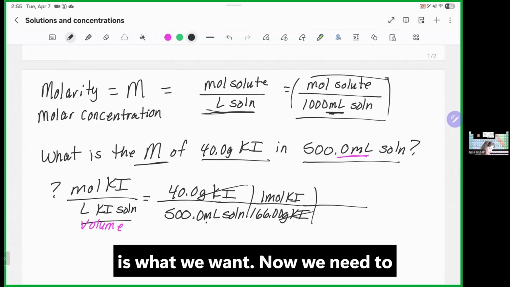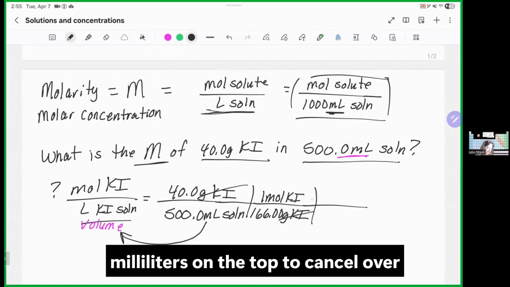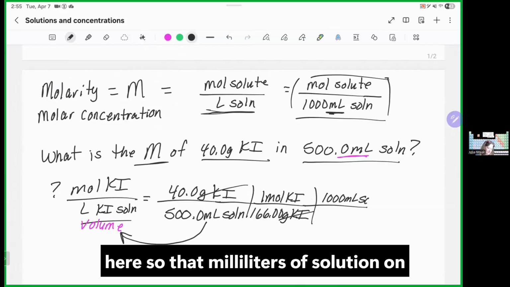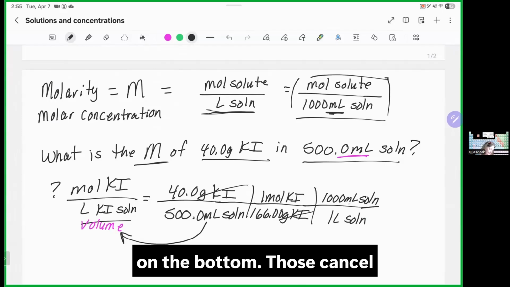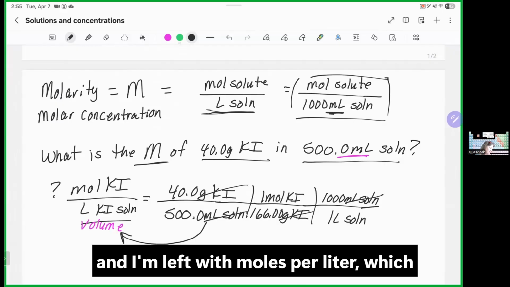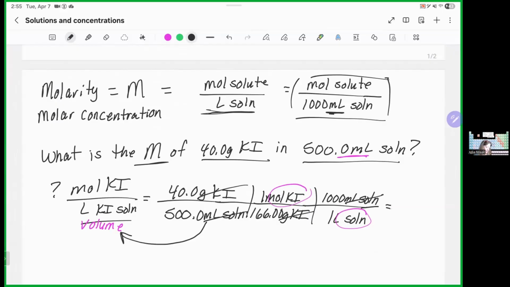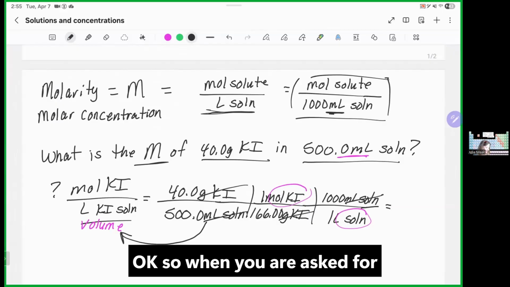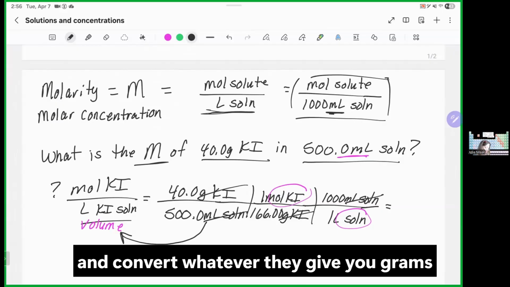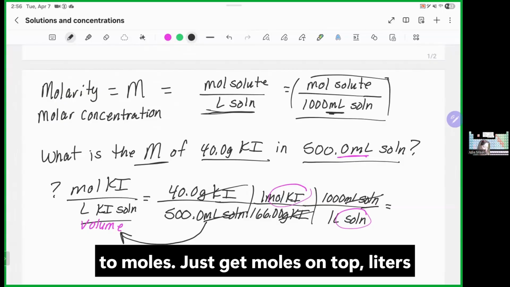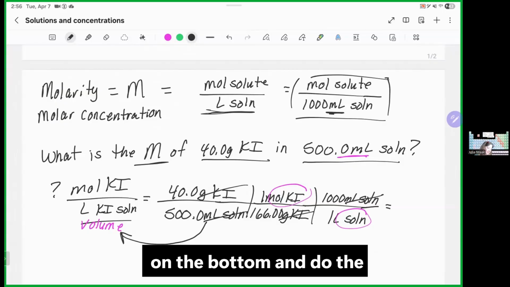Now we need to convert that milliliters into liters. Milliliters on the top to cancel over here, so that milliliters of solution on the top. It's the 1 liter of solution on the bottom. Those cancel, and I'm left with moles per liter, which is what I'm looking for. So when you are asked for the molarity, you just plug it in and convert whatever they give you, grams to moles, just get moles on top, liters on the bottom, and do the math.